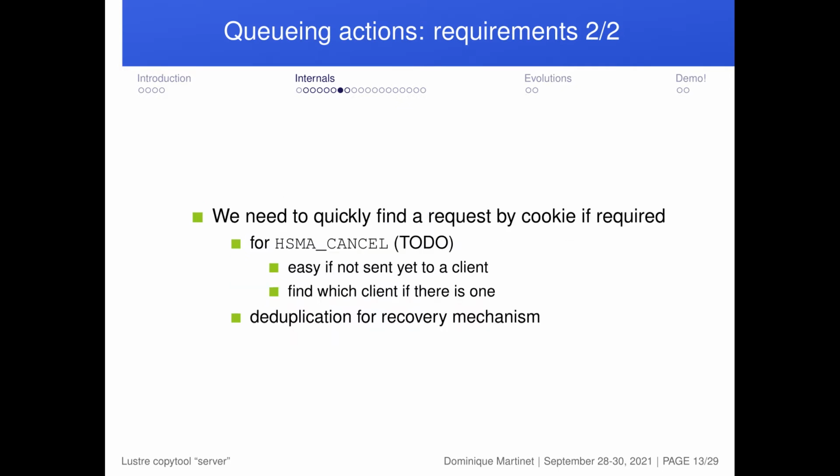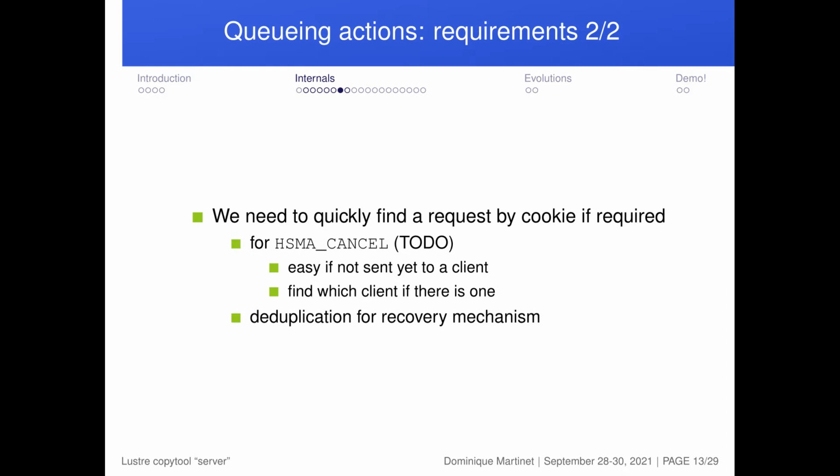So it's just a matter of reworking things to allow multiple queues. It's a very simple modification. The next requirement we get is that if we see a cancel, for example, we need to quickly find a request by its cookie. So we need some quick lookup. It's used for cancel, and it's also used for deduplication that we'll need for a recovery mechanism. So if someone tries to queue an action we already know about, we'll just ignore it.